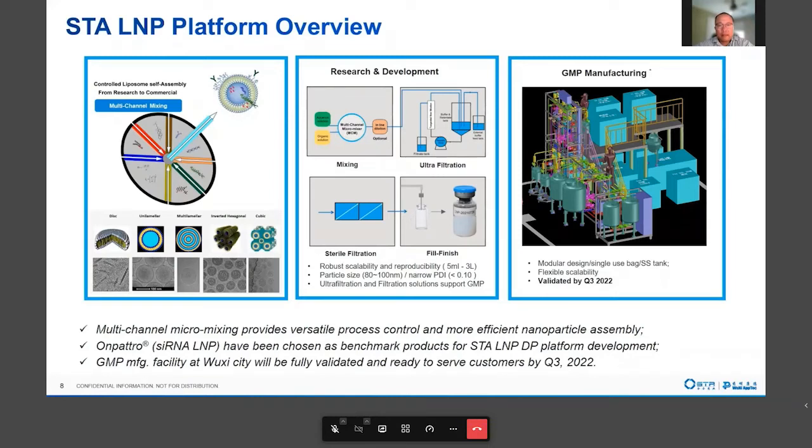We're using Onpattro siRNA LNP as our benchmark drug product for our platform development and validation. As a benchmark product manufactured in-house, the siRNA LNP particle has a small particle size below 100 nanometers with a narrow PDI less than 0.1, and the purification and sterile filtration process has been optimized to support GMP manufacturing. Our GMP system is a modular design with high flexibility for process modification to serve different customer needs. Right now, the setup of the GMP facility has been completed. The whole system will be validated and ready to serve customers by the end of the third quarter this year.